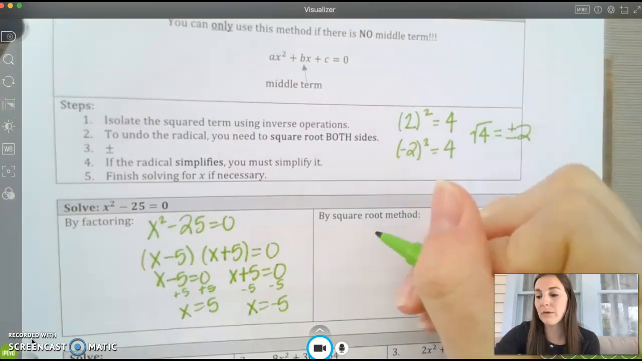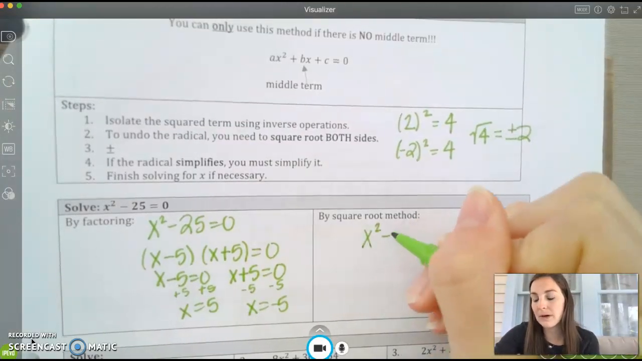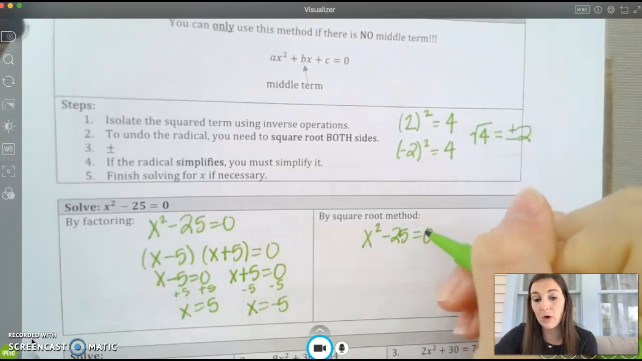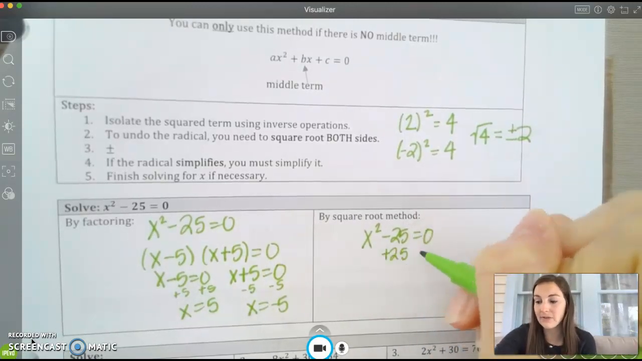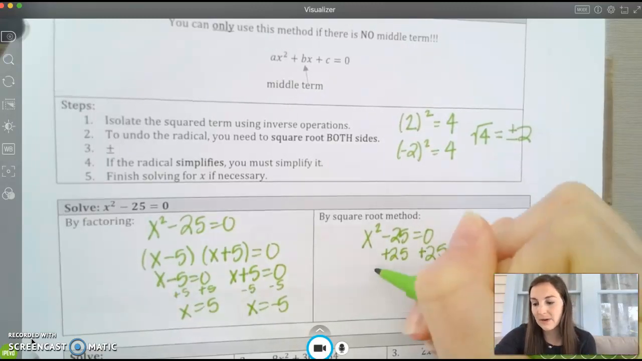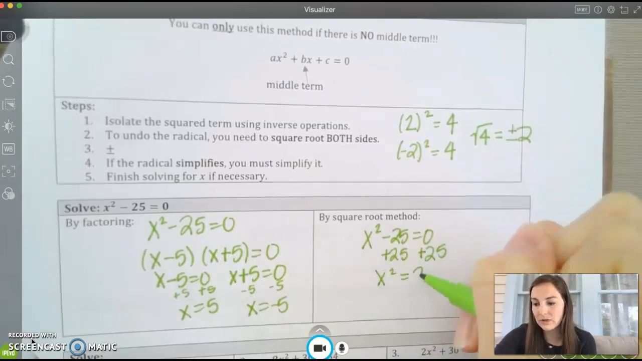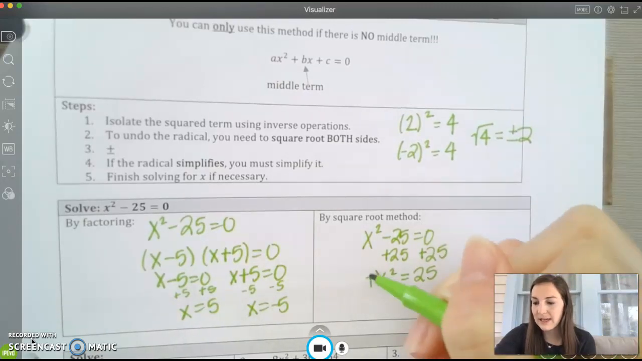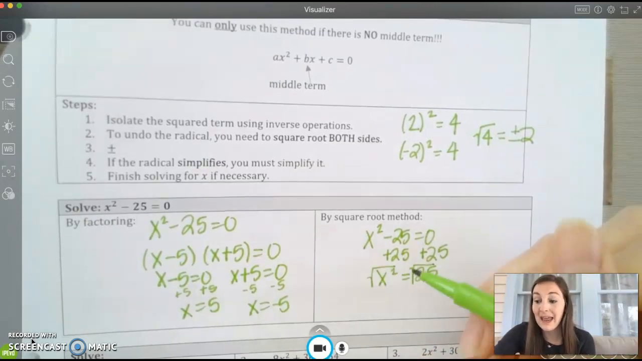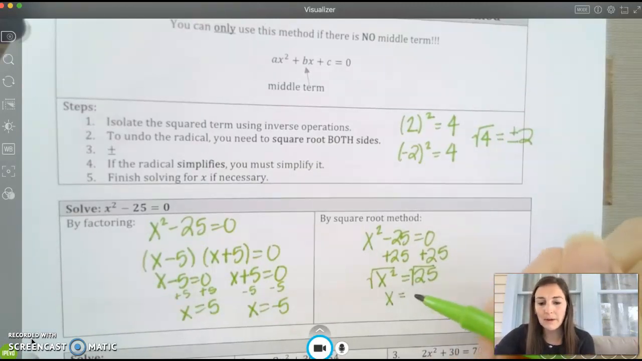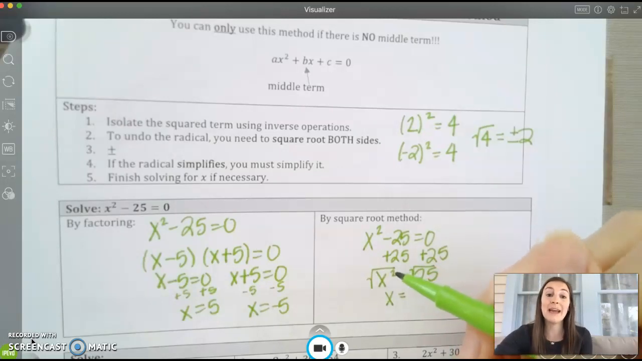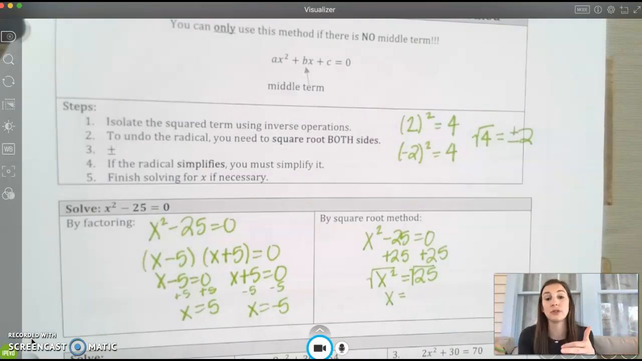Let's see if we use the square root method. So I have x squared minus 25 equals 0. Well, I need to get x squared by itself, so I will add 25 to the other side. So I get x squared equals 25. Then I take the square root, because in order to get the squared to go away, I take the square root of both sides. Remember, whatever we do to one side, we have to do to the other.